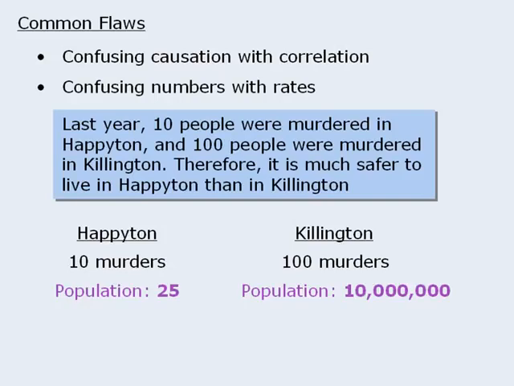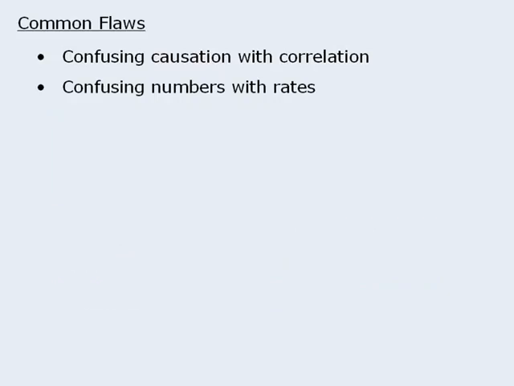However, if the population of Happyton were 25 and the population of Killington were 10 million, then it would be unreasonable to conclude that Happyton is safer. Okay, the next flaw to watch out for is the conclusion mismatch. Here the author takes premises about one thing and draws a conclusion about something else.